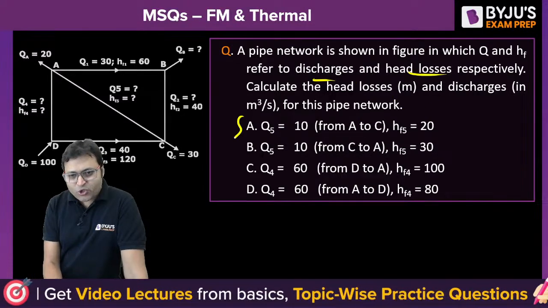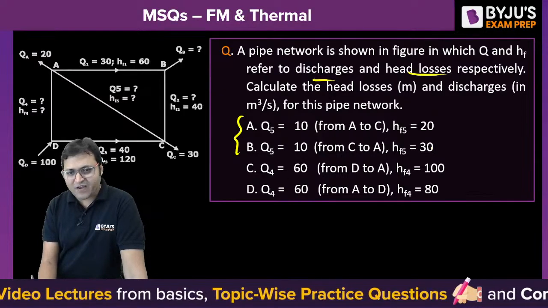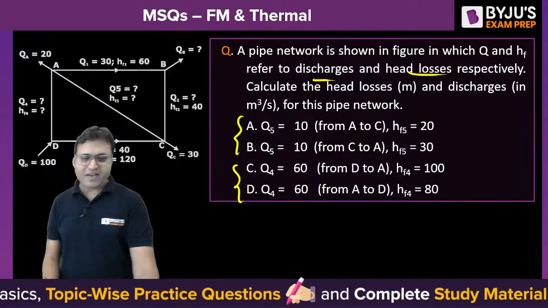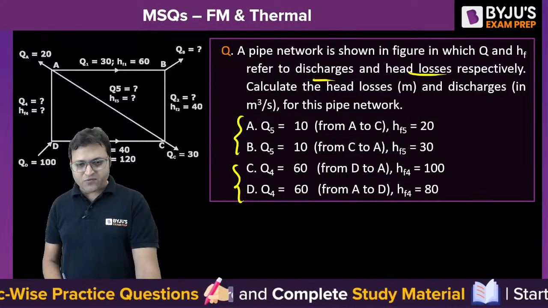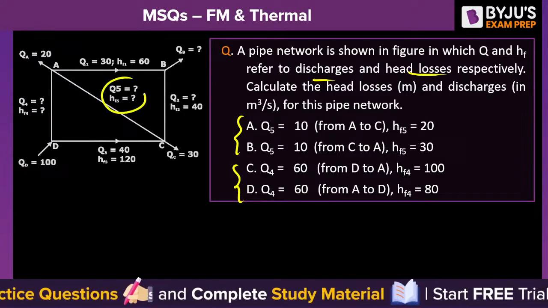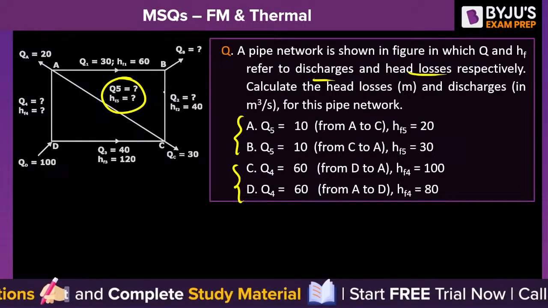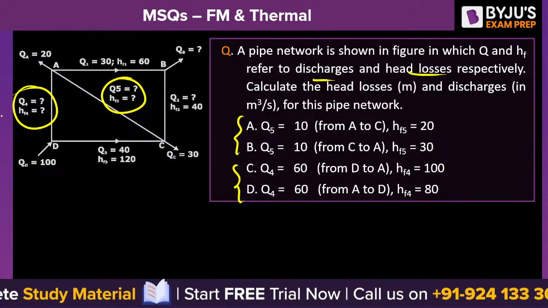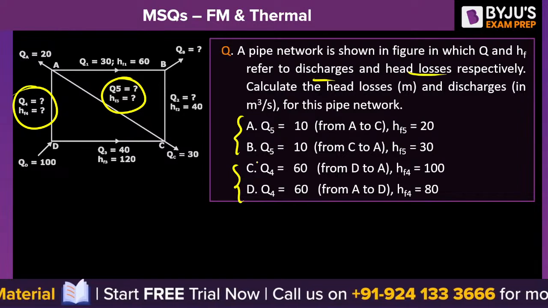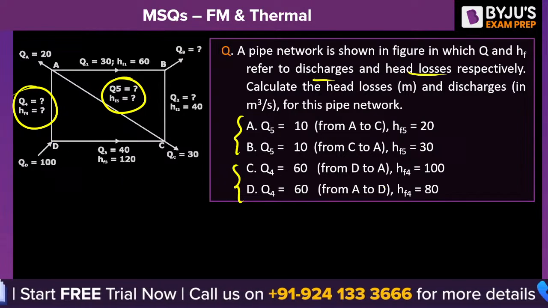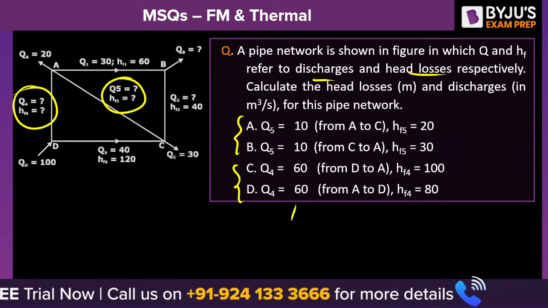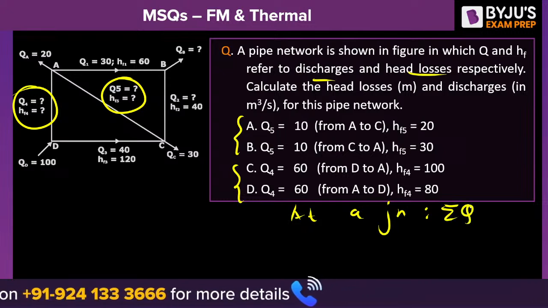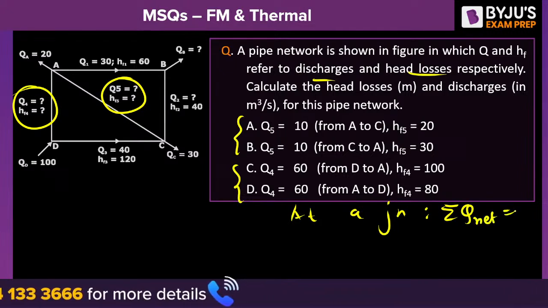We need to find out Q5 and H5 and Q4 and H4. The value of Q5 and H5 and Q4 and H4. This is where Q5 H5 and Q4 H4 are. We need to find out these two and the direction also. So we can say at a junction, do you know at a junction, net discharge is equal to 0.